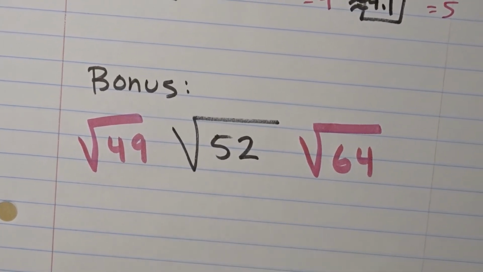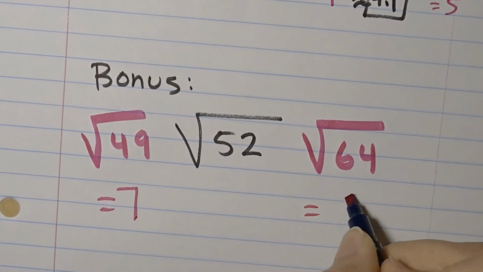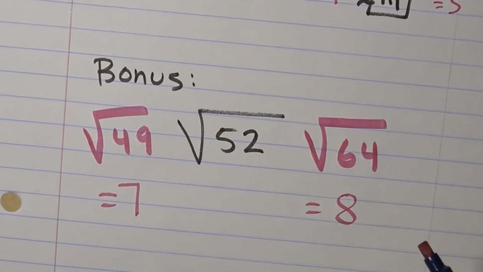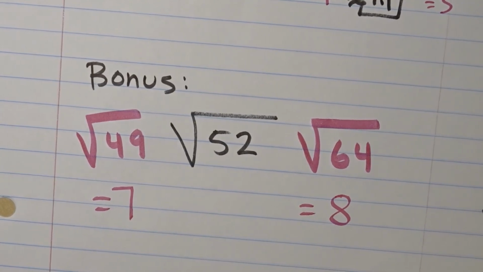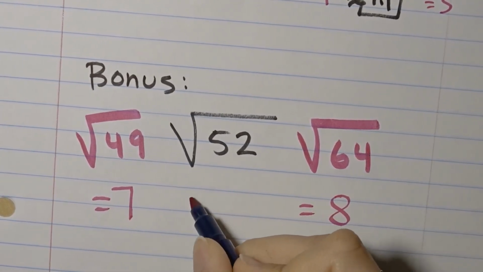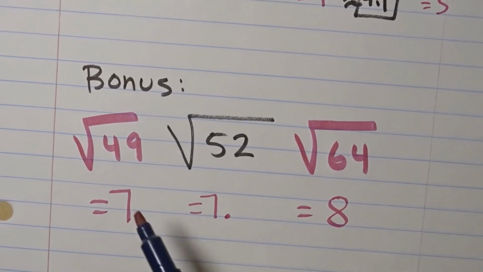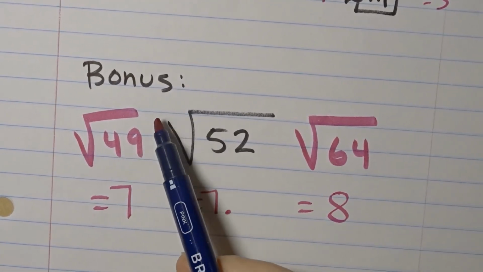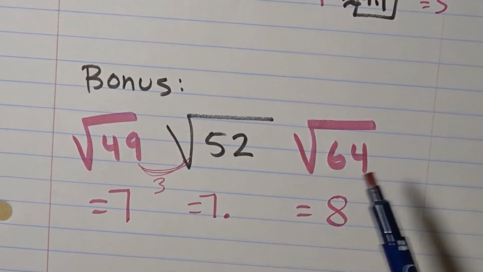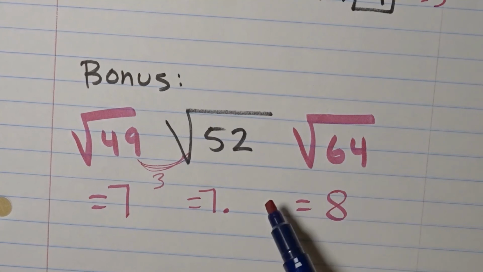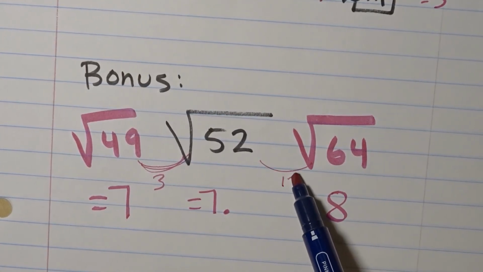49, the answer to that one is 7. And the answer to 64 is 8. Now 52, is it closer to 8 or closer to 7? 7 point what? That's the question. Well, 49, 50, 51, 52. So there's only a difference of 3 here. Then from 52 to 64, that's a difference of 12.